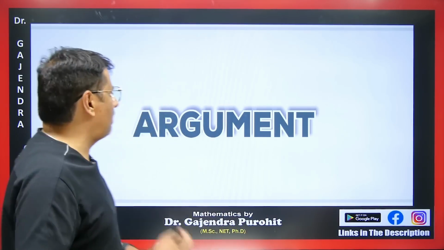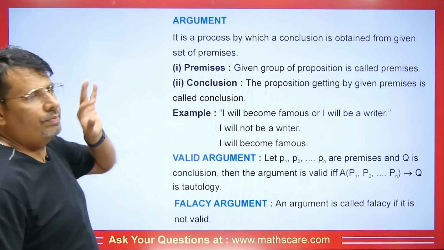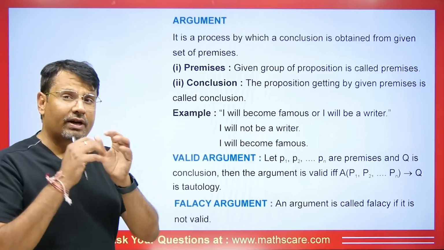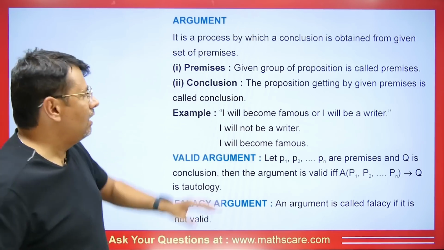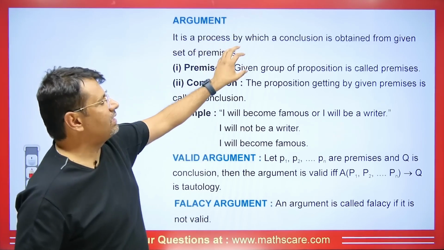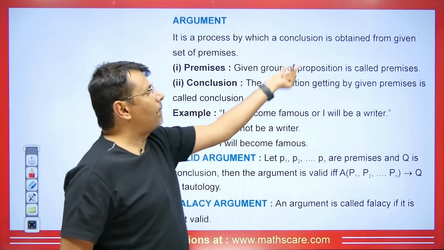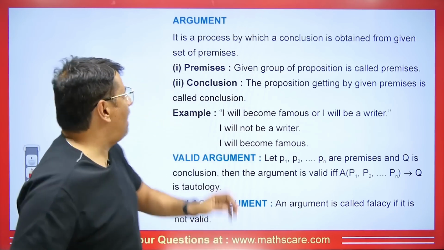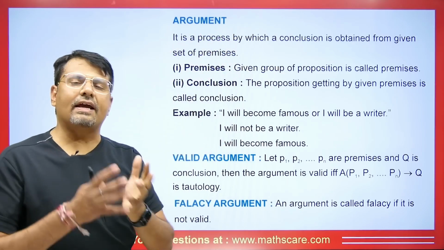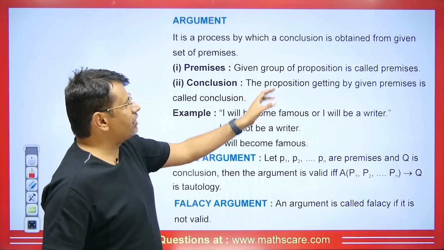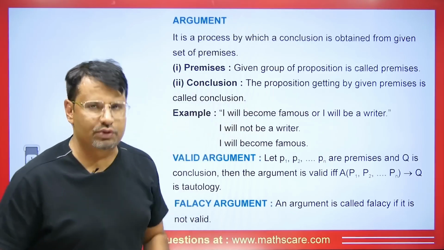Today I am going to teach you about argument and what all is included in it. So let's start the class. Here one is premises, another is conclusion. You have to check the given premises. What is premises? It is a group of propositions. The conclusion tells what we can get from the premises. We will conclude from those premises. The proposition derived from the given premises is the conclusion.